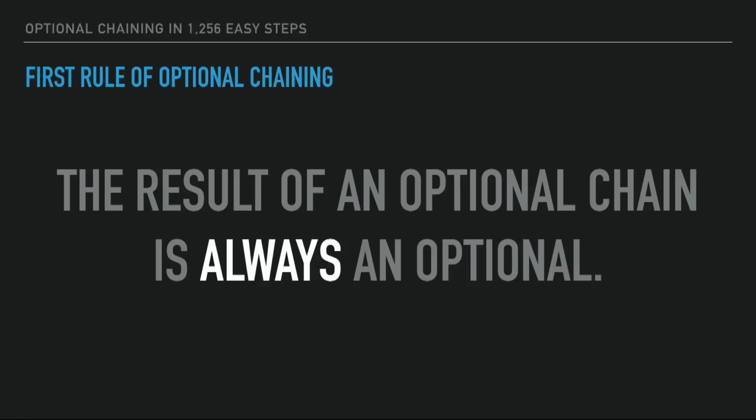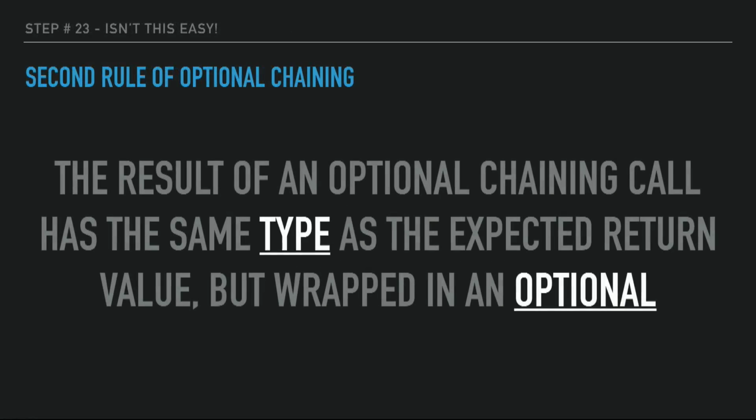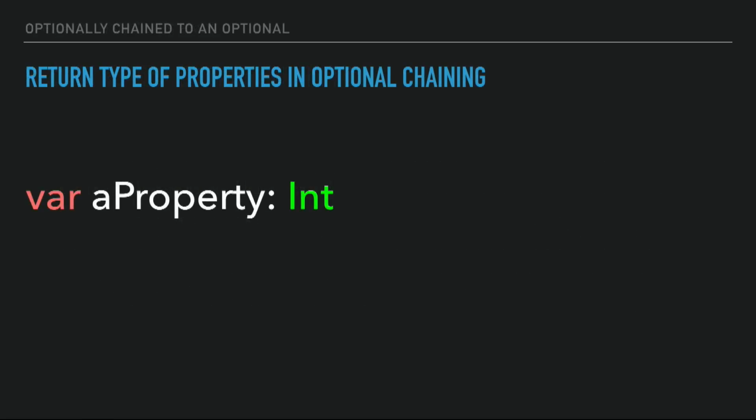The result of an optional chain is always an optional. And you may say to yourself, well, that seems obvious. Not exactly true, because the resulting type will be what you expect, just in an optional. Well, how is this relevant? We have a property called a property, because again, cleverness. That is not an optional. Don't see a question mark. It's a standard int. See? Hey, it's an int.